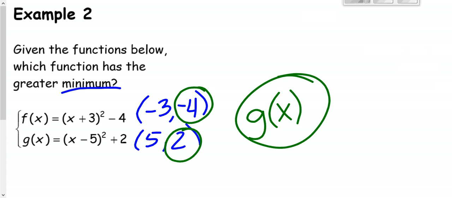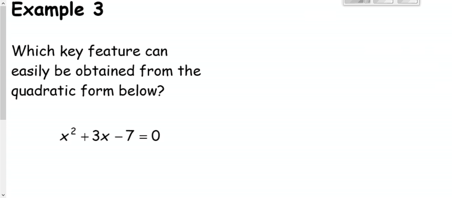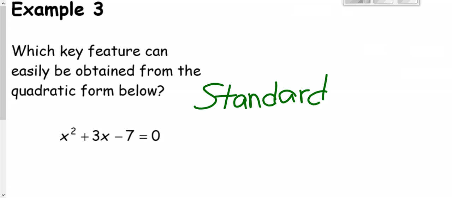Now let's talk about some different forms and what key features we can obtain from those forms. So if you're looking at example 3 with me, this is standard form. In standard form, you can find any information you want, but there's usually a little bit of work involved. For example, to find the vertex, you'd have to use the vertex formula, or to find the zeros, you could factor, you could use the quadratic formula, or you could complete the square. But there is one key feature you can see just by looking at it.